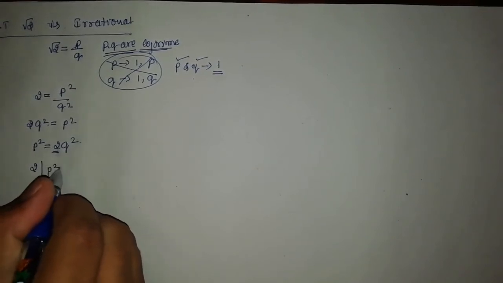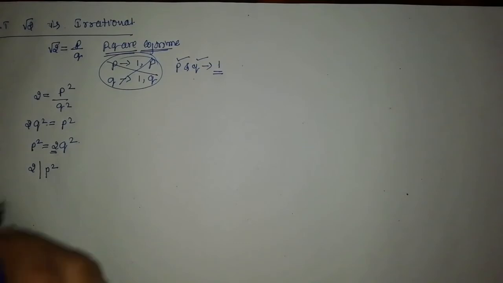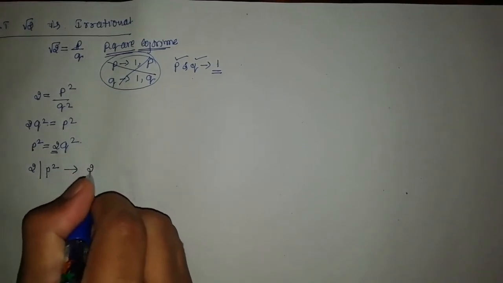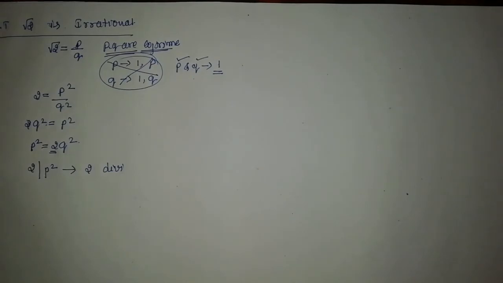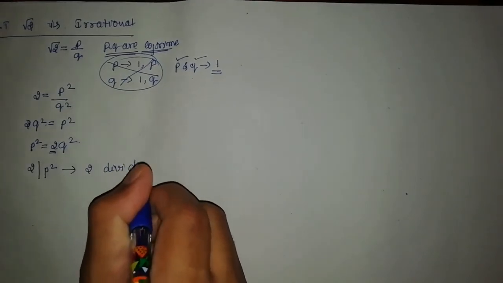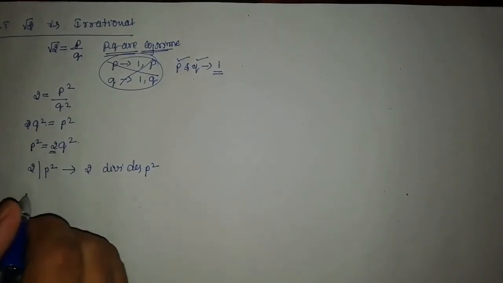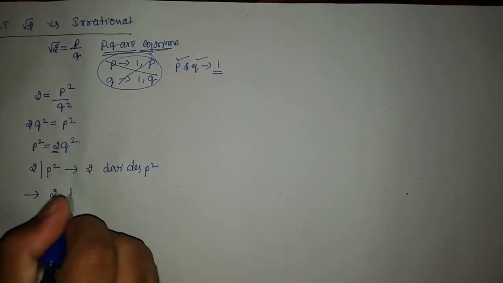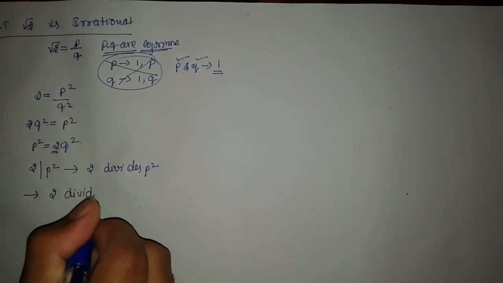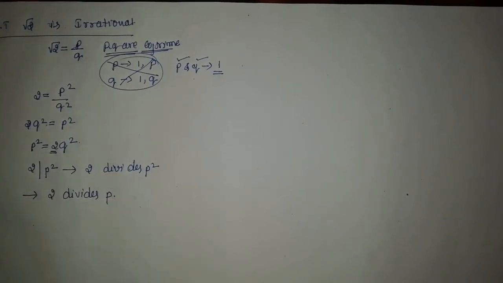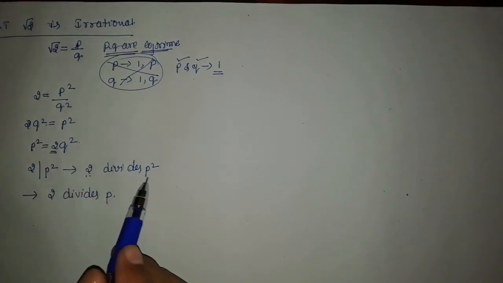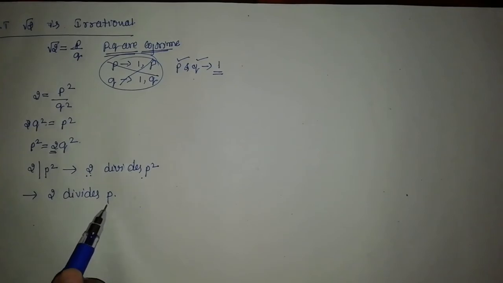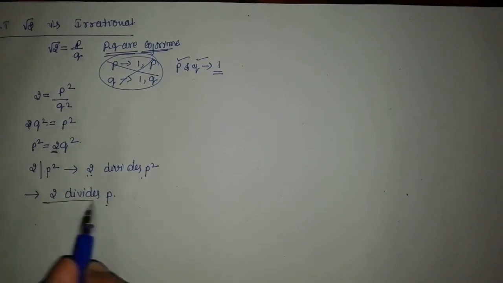divides p square. This is the symbol of division. If you don't know this, you can write 2 divides p square. Then by one of the theorems we can say 2 divides p also, by the previous theorem. If 2 is a prime number and it divides p square, then it also divides p. This is by the theorem.